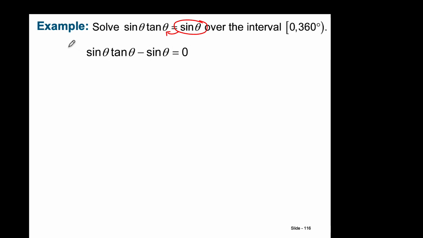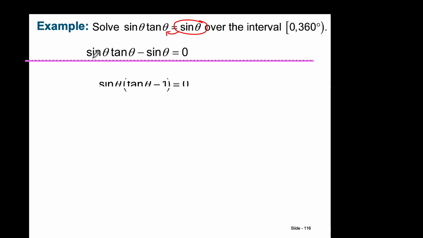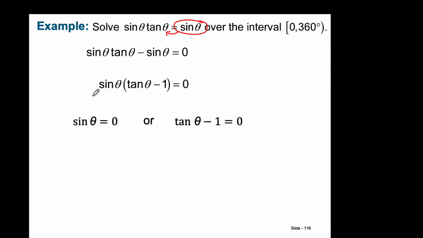All right, so now we have set this equal to 0. That can be useful to us because our two terms have a sine theta in common, so we factor out sine of theta, leaving us with tangent of theta minus 1 equals 0. Then we'll use the zero product property, which states that if you multiply two things together and get a value of 0 as your answer, one of those two things has to equal 0. So we either have sine of theta being equal to 0, or our tangent theta minus 1 must be equal to 0.